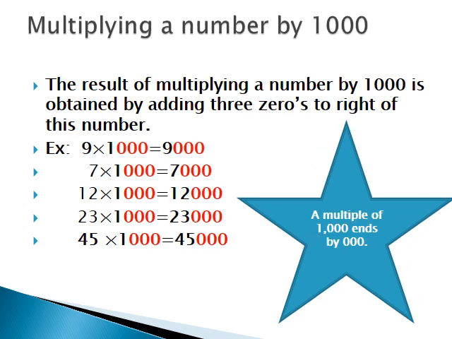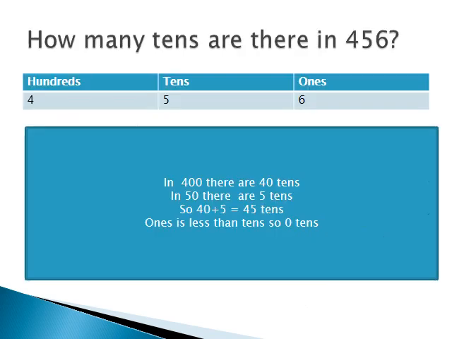The result of multiplying a number by 1000 is obtained by adding 3 zeros to the right of this number. Example, 9 by 1000. First step, multiply 9 by 1 equals 9, then add 3 zeros. 7 by 1 equals 7, then add 3 zeros because a multiple of 1000 ends by 3 zeros.